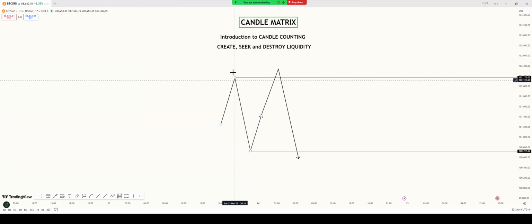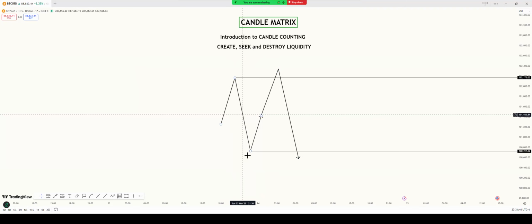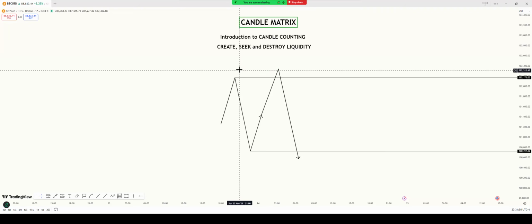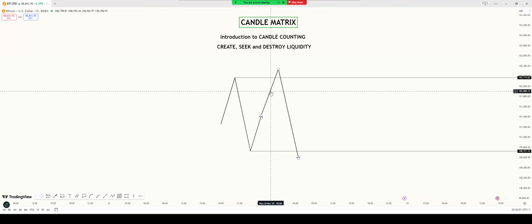Price creates a certain high, creates a certain low, and above that high lies data or some kind of information that is useful to the algorithm. It's a bit too technical, but let us just try to accept that the algorithm creates ranges. Now, there are different ways that people identify these ranges.